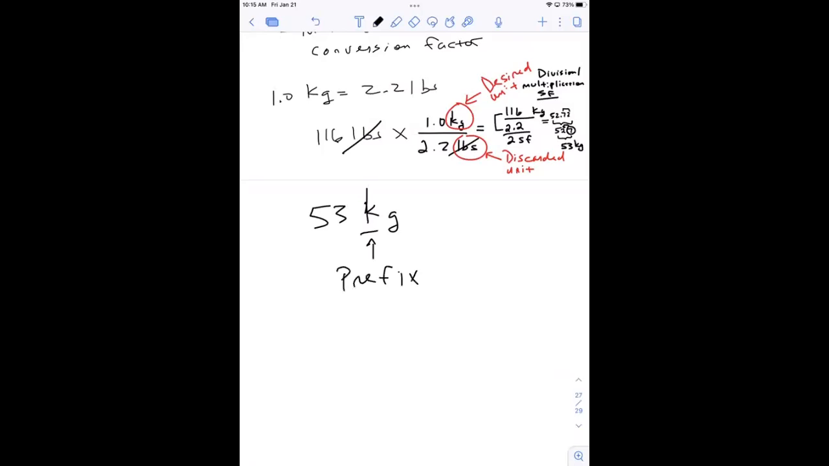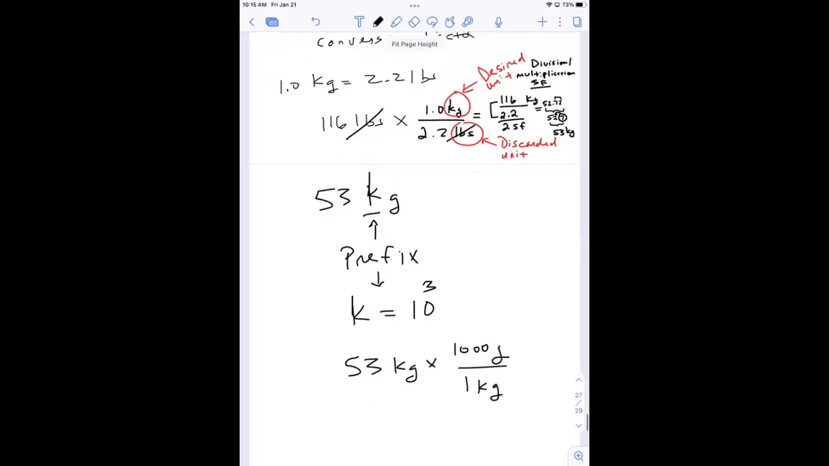$1,000. It's 1,000, 10 to the third. I keep wanting to write a capital K, so excuse me on that. So it's 10 to the third. So how many grams is this? If we take the 53 kilograms, there's 1,000 grams in every kilogram. How many grams is that? 53,000. Excellent.